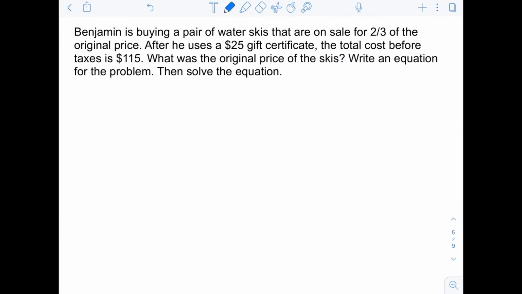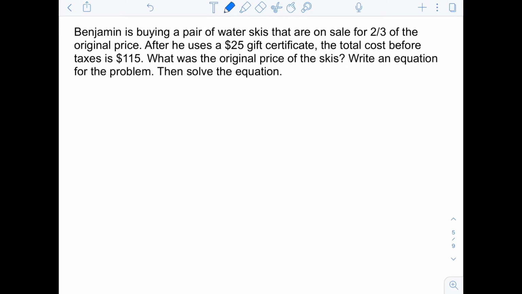So now let's do a word problem. Benjamin is buying a pair of water skis that are on sale for 2/3 of the original price. After he uses a $25 gift certificate, the total cost before taxes is $115. What was the original price of the skis? Write an equation for the problem, then solve the equation.